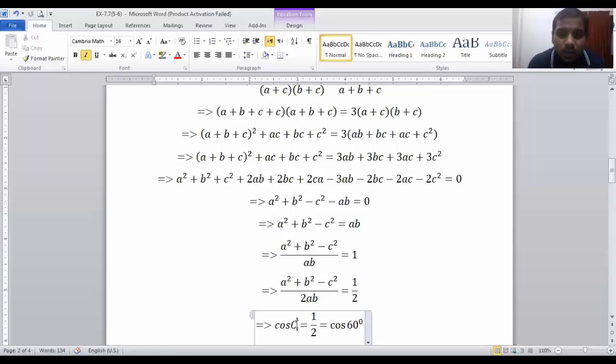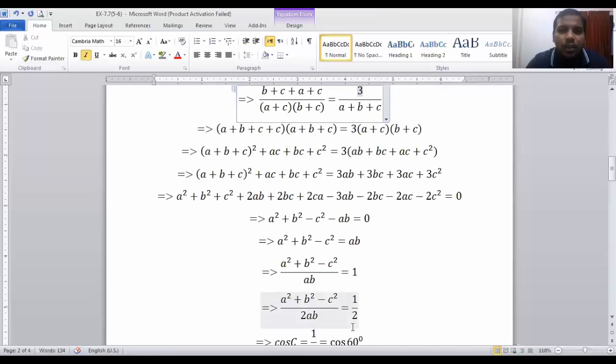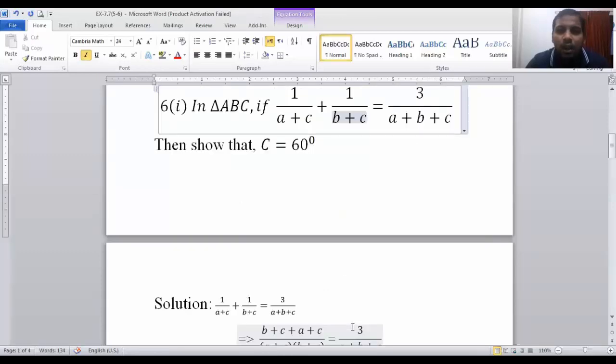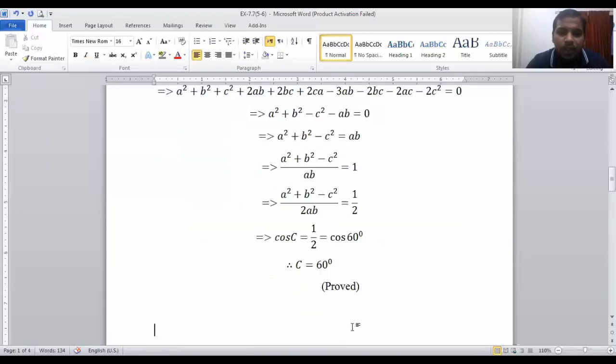Cos rule is cos c is equal to a square plus b square minus c square by 2ab, and here half is equal to cos 60 degree. So that means angle c is 60 degree. Okay, we had to prove it. That's why it is the given term, and we have to prove that c equal to 60 degree, and finally we have done it, c equal to 60 degree.